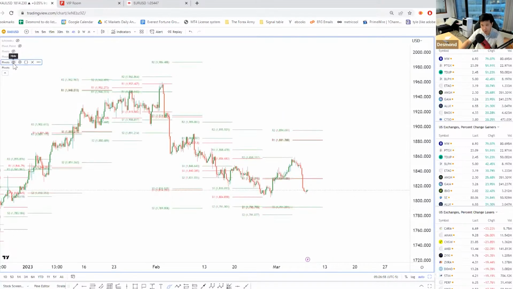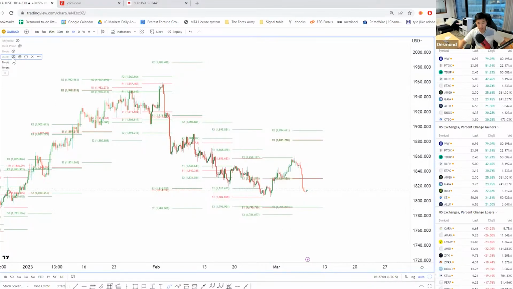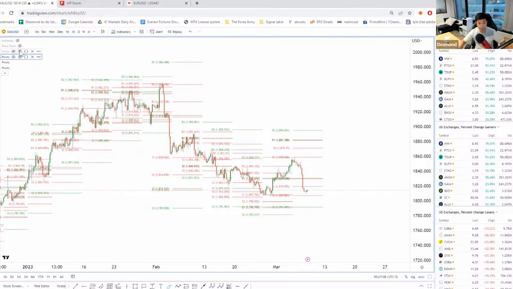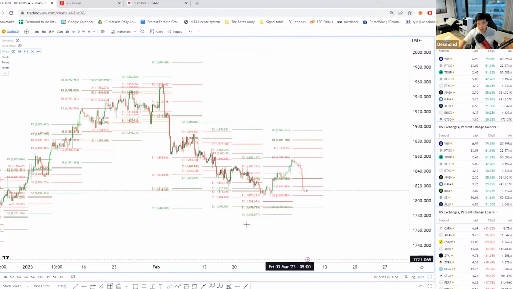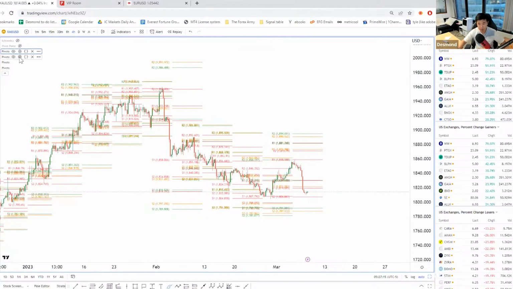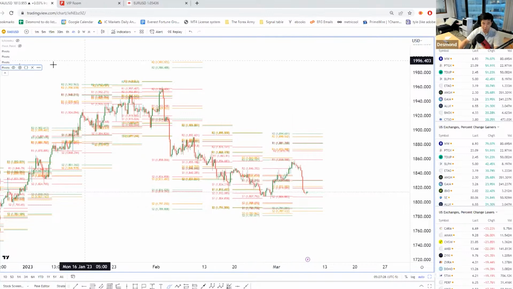I'll show the next one. You can see over here, this is where TradingView actually allows you to set up different kinds of pivot points. So this one is the traditional one, as you can see. This is the Fibonacci. This is the Woody. This is the DeMark. I've got a few more. I can use a Camarilla if I want to.